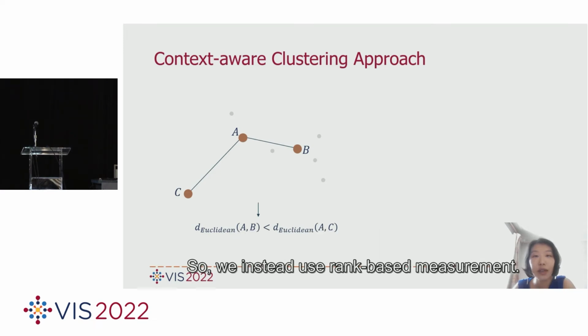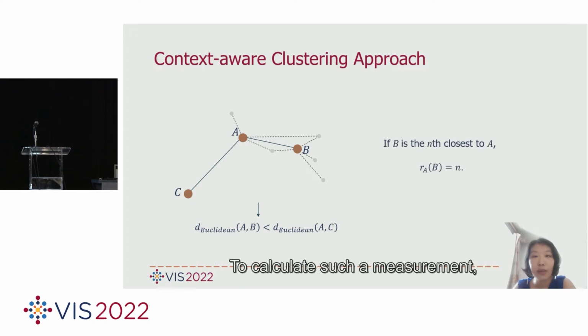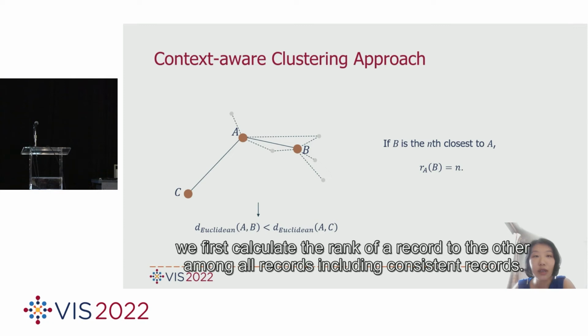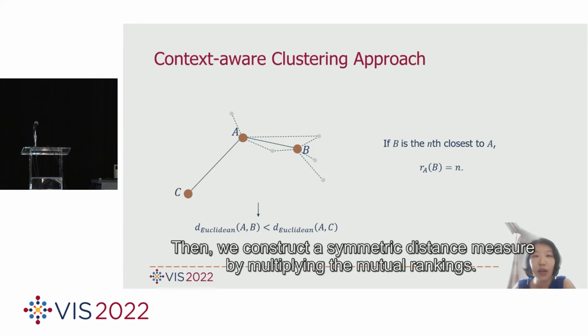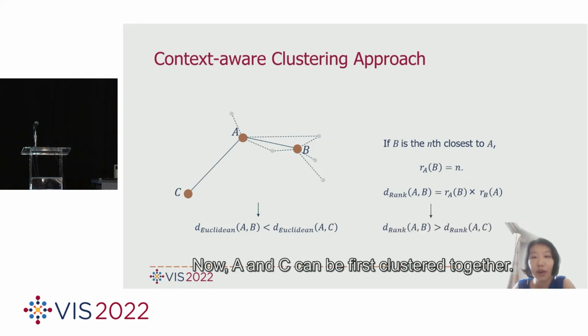So we instead use a rank-based measurement. To calculate such a measurement, we first calculate the rank of a record to the others among all records, including consistent records. Then we construct a symmetry distance measure by multiplying the mutual ranking. Now, A and C can be first clustered together.